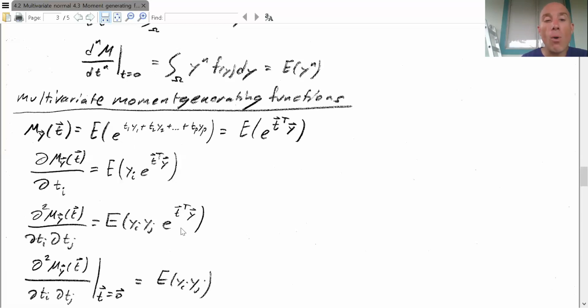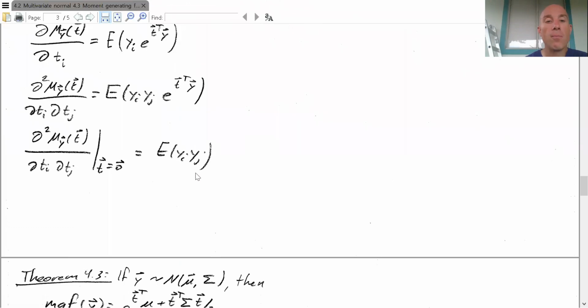Well, when I plug in 0 for t, and when I say 0 this time, it's going to be the 0 vector, then this e business disappears. And boom, I can get an expected value. And that looks like something that's going to be really important for covariance, right? Maybe. Just maybe.